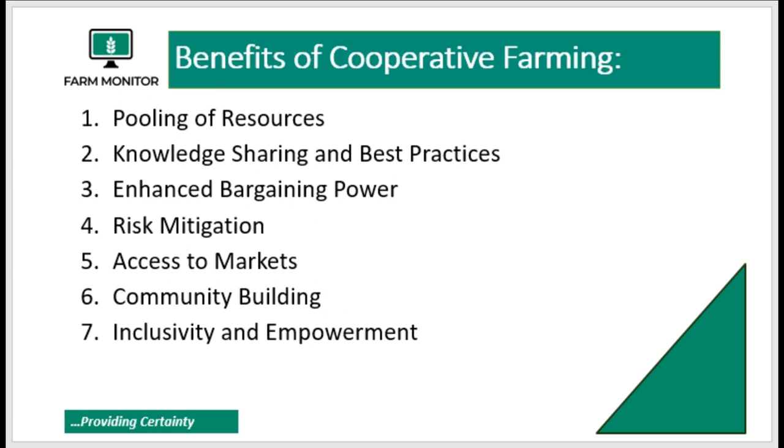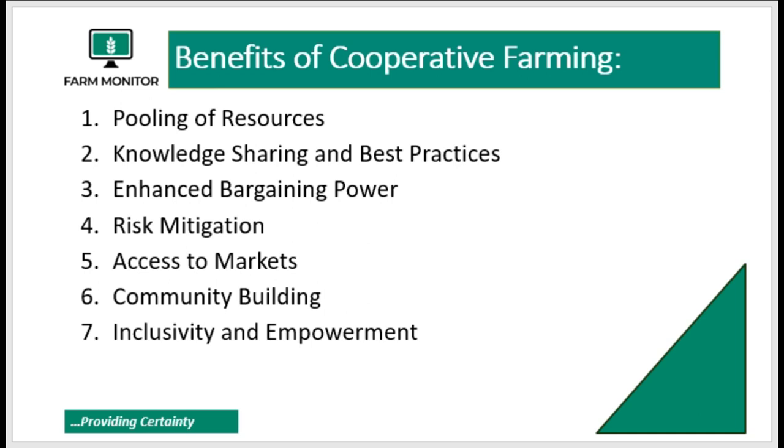Number six, community building. There is a sense of community and shared responsibility among members. So cooperative farming promotes solidarity, promotes collaboration. All of these have a positive impact on the social and economic well-being of the farmers of the cooperative.